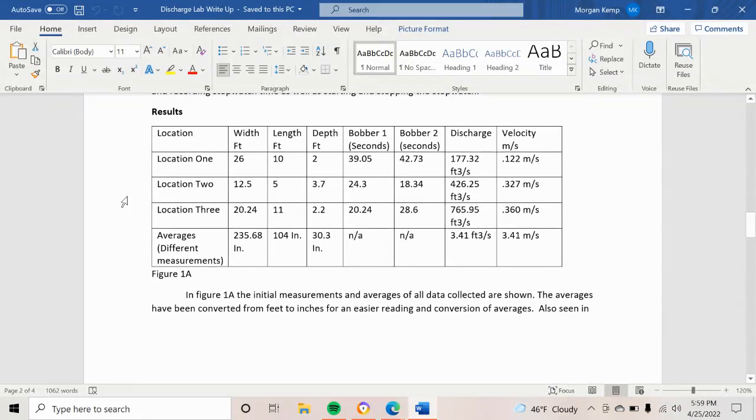Here's my data table. I did add the averages down here, and I tried to keep everything in the same measurement. So I had everything in feet up here. These were just in seconds, and then I converted everything into inches down here, or squared feet a second, and then meters a second down here for the velocity.